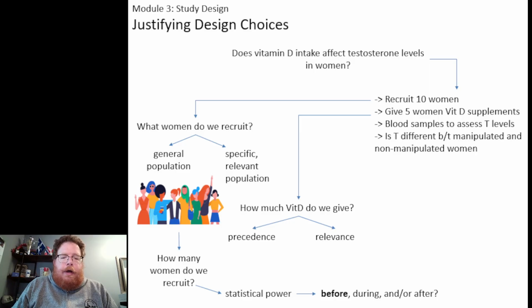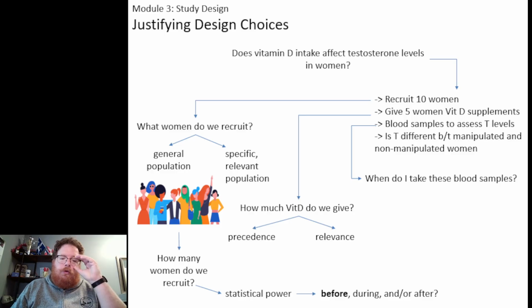Now, if we continue on through our experimental design, we can talk next about blood samples. So we're going to take blood samples to assess testosterone levels. A question that we have to decide with that is, when do we take these blood samples? You know, do we take them at 8 a.m. in the morning? Do we take them at 8 p.m. at night? Do we take them just before a person has eaten, just after a person has eaten? Like, when should we be taking these testosterone levels?